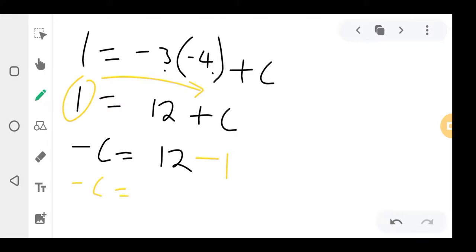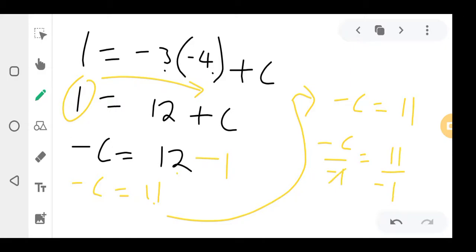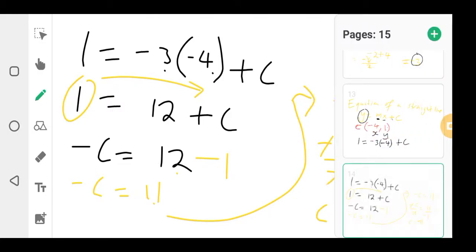Negative c is equal to 12 minus 1 is 11. When you reach there, I'll solve this other side. So it will be negative c is equal to 11. And then you divide by negative 1, both sides. Even this side, 11, you divide it by negative 1, which will give you c is equal to negative 11. Okay, you have found c. When you find c, that's when now you write the final equation of a straight line.